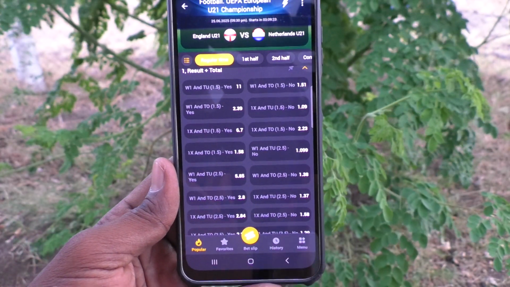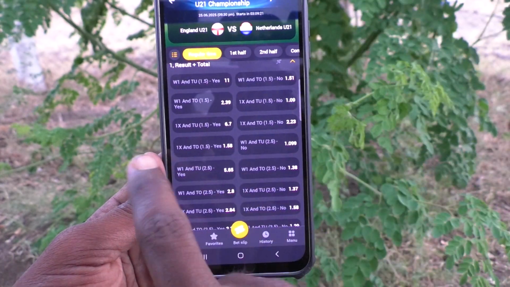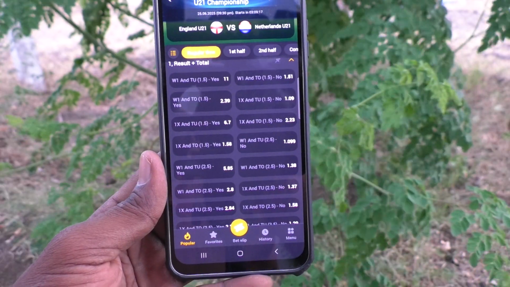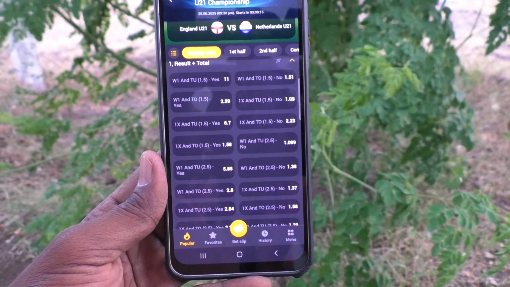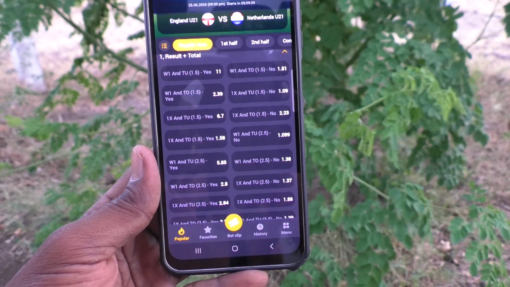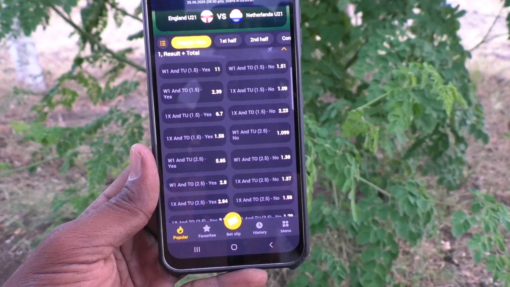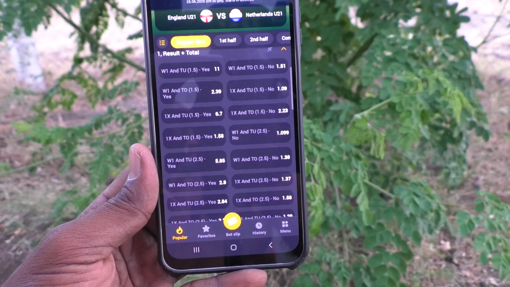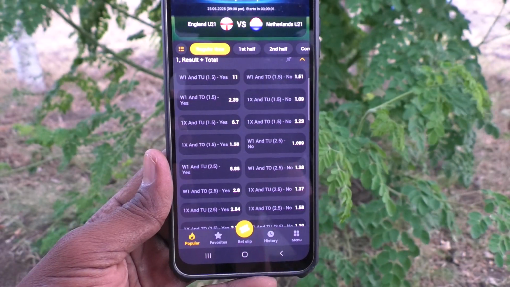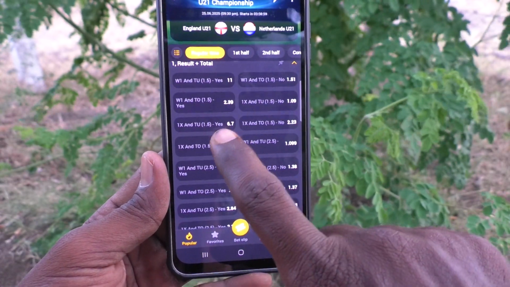Okay, so in this way you got to understand all the terms. The next term, read 1x. 1x means it may be draw or first team win, and total under, TU means total under 1.5. That means total goal should not exceed 1.5, and it is yes, it should happen. If it is happening, this is the odds they have set.